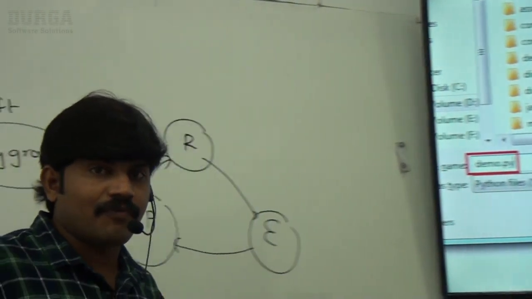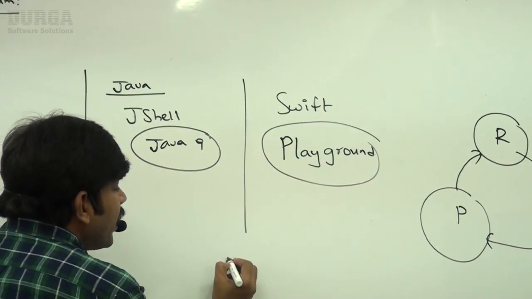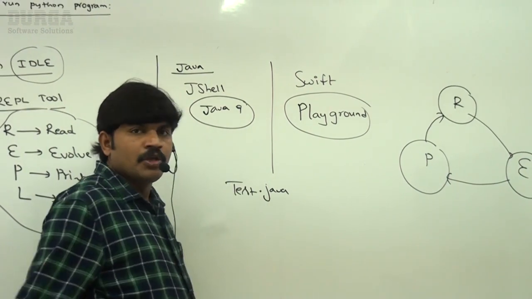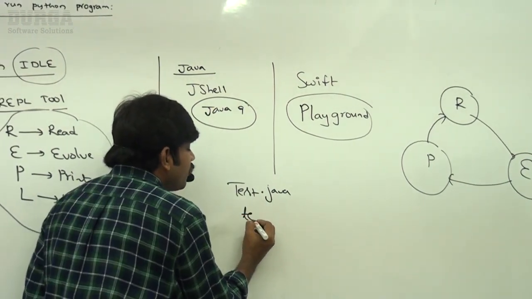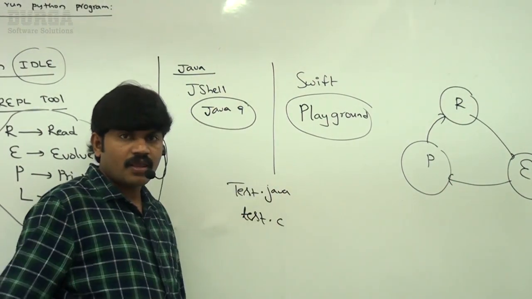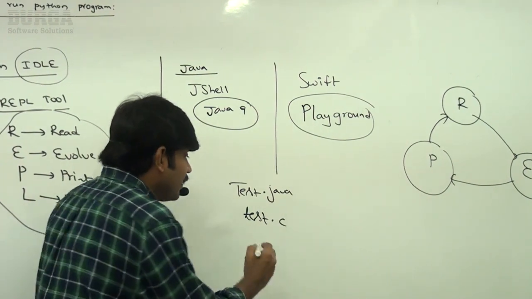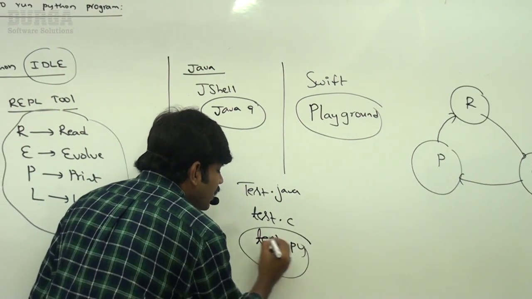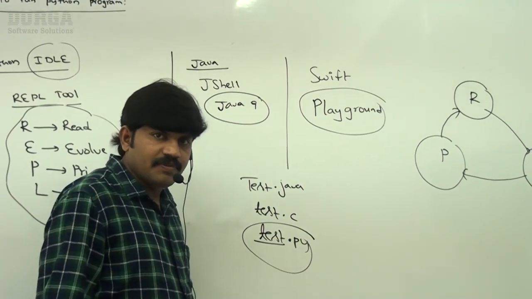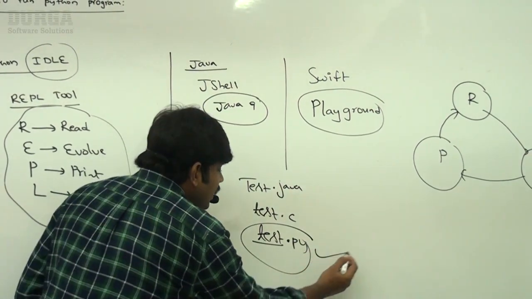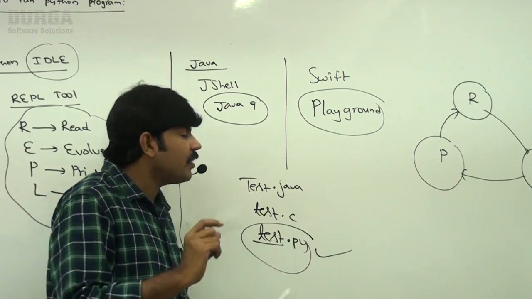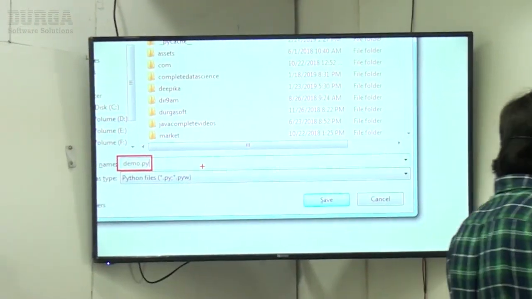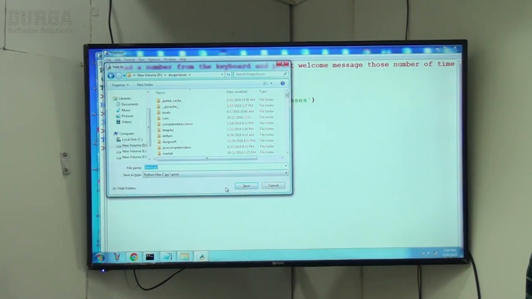If it is a Java file, we have to take the .java extension, Test.java. If it is a C file, then test.c. If it is a Python file, we have to take test.py. Sir, any name, demo.py or test.py or sample.py, any name you can use, no problem at all. Now I use demo.py. Now save this code.